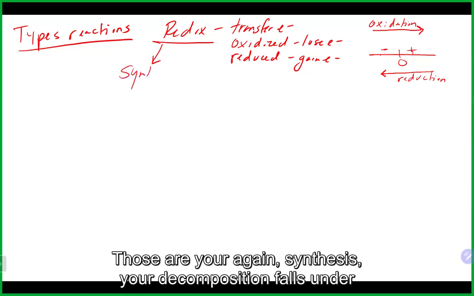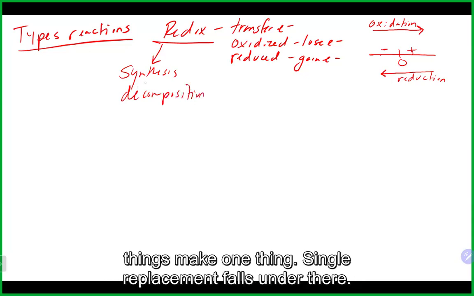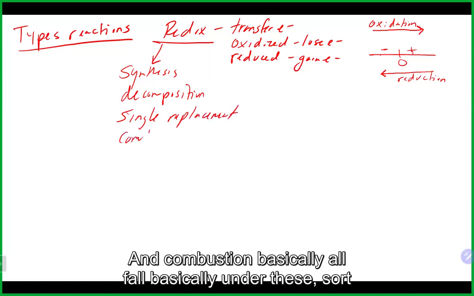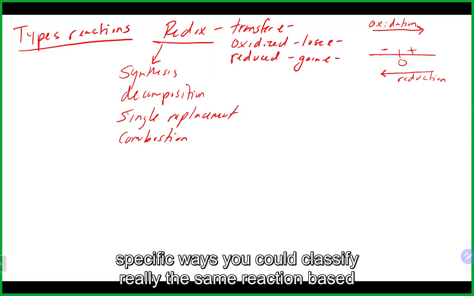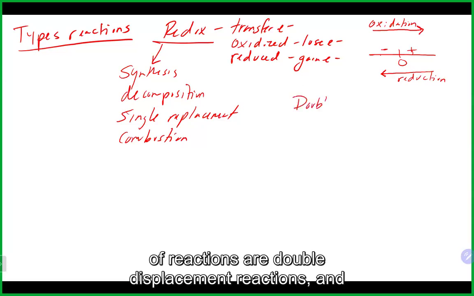Those are, again, synthesis, and your decomposition falls under there. Basically, one thing makes two things, synthesis, two things make one thing. Single replacement falls under there. And combustion basically all fall under the big redox umbrella. And again, these are more specific ways you could classify the same reaction based on what is going on. Now, the other big classification of reactions are double displacement reactions.